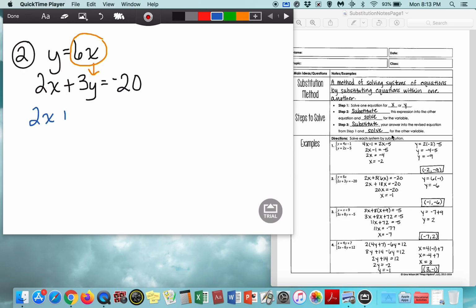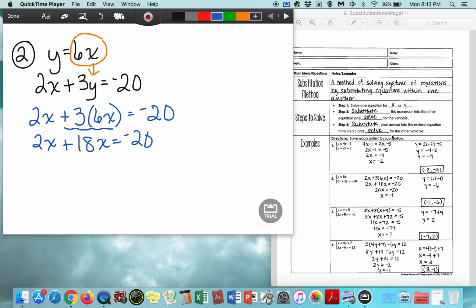This technique, substitution, has a lot of algebra equation work in it. You substitute that in for the y, and now I'm going to solve for x. I'll start by multiplying, which gives positive 18x. Now I just want to solve for x. I've got like terms here, so I can add them, and then divide both sides by 20. I'm getting x equaling -1.